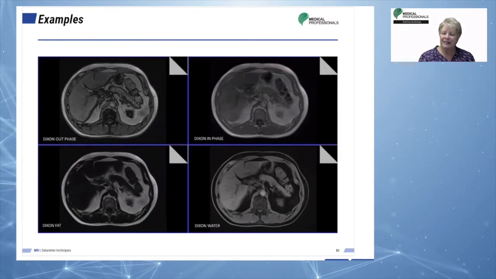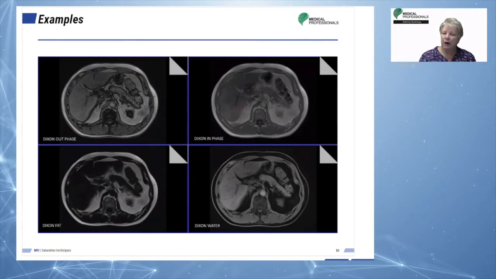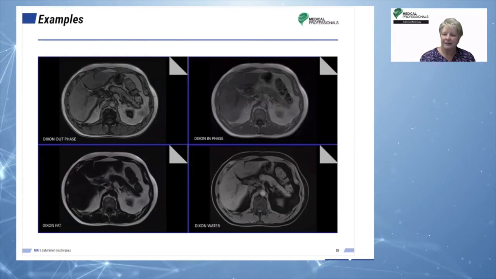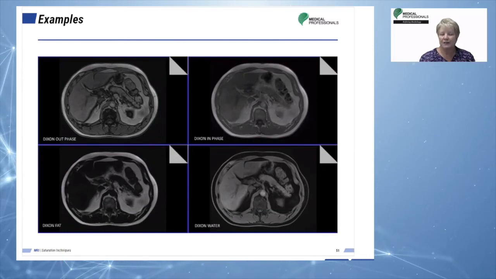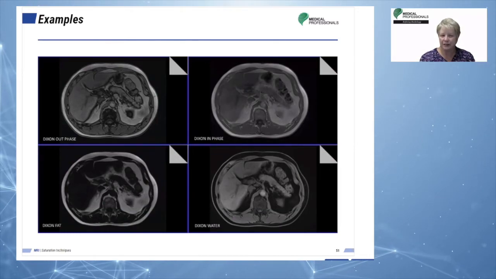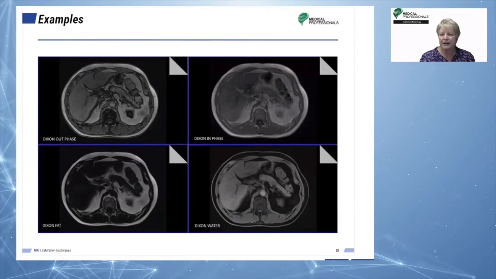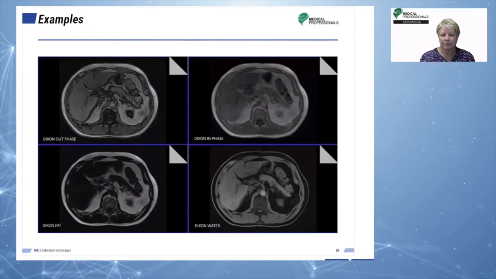Using the Dixon technique, in one acquisition, we have our in phase, our out of phase, our fat saturation, and our water saturation set of images. Each of these is labeled so that you can get a better idea of how they appear.